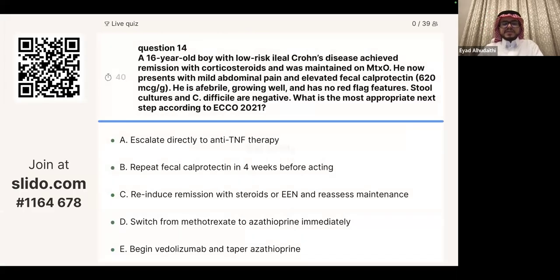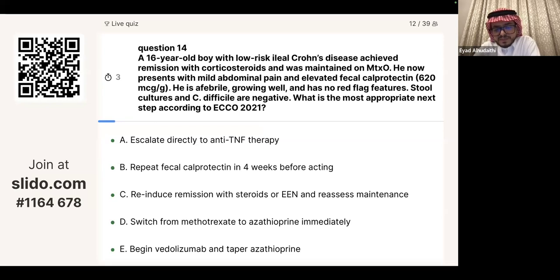So next question. A 16-year-old boy with low-risk ileal Crohn disease achieved remission with corticosteroid and was maintained on oral methotrexate. He now presents with mild abdominal pain and elevated FCAL of 620. He's afebrile, growing well, has no red flag features, and stool culture and C. diff are negative. What is the most appropriate next step? Escalate directly to anti-TNF, repeat FCAL in 4 weeks before acting, re-induce remission with steroid or EN and reassess maintenance, switch from methotrexate to azathioprine immediately, or begin vedolizumab and taper azathioprine.